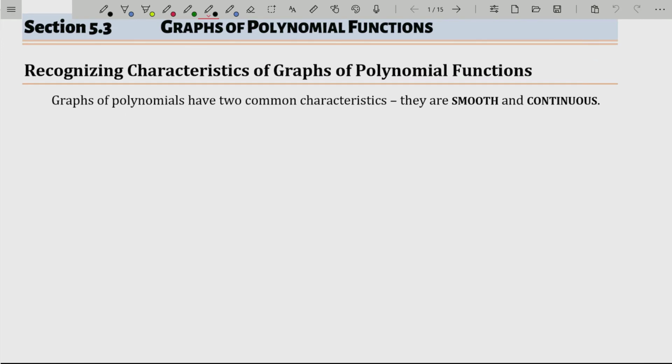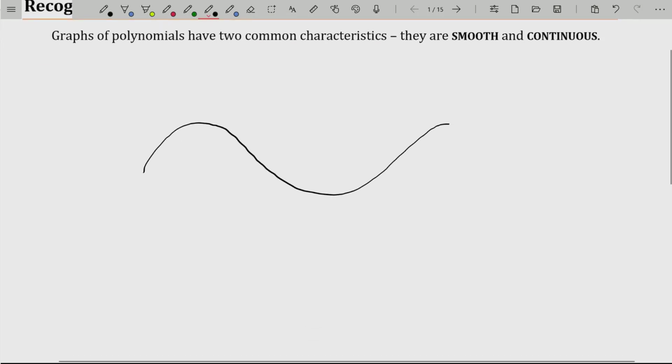So graphs of polynomials have two main characteristics. They're smooth and they're continuous. So let's talk about both of those concepts. When I say a function is smooth, that means that when you draw it, it has a nice smooth curvature to it. It's not as if it does something like this. So that's a polynomial, but it's not as if it does something like this.